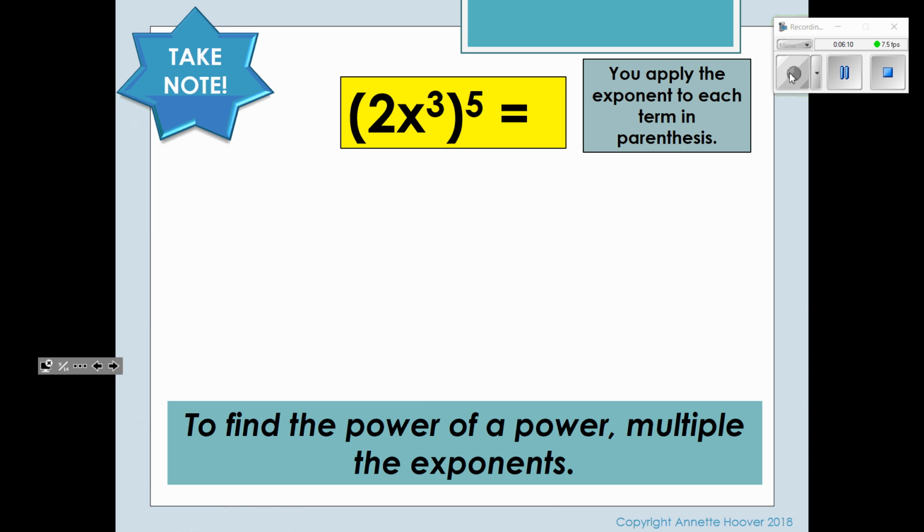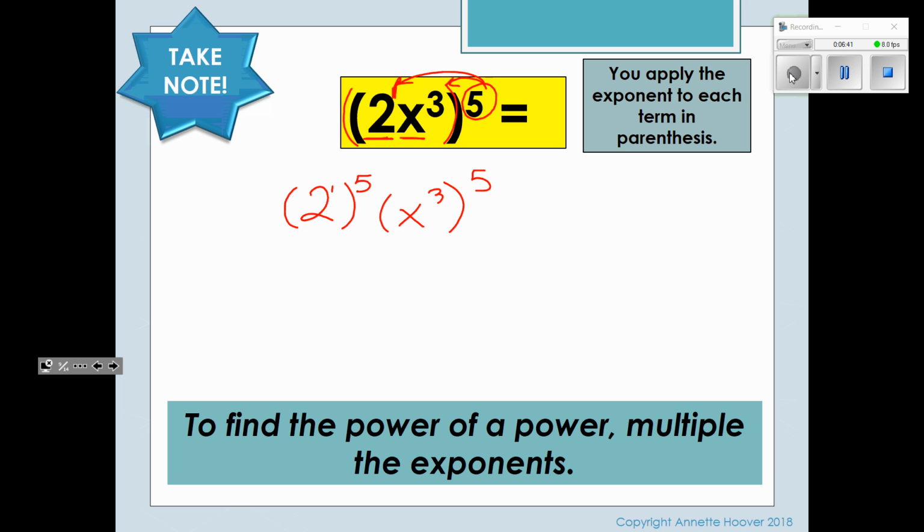If you have more than one base in the parentheses, notice in this set of parentheses we have two bases. We have a base of 2 with the exponent of an invisible 1. We have x raised to the 3rd power. The exponent on the outside has to be applied to both of them. So first you think 2 to the 1st power raised to the 5th power. Then you're going to think x cubed raised to the 5th power. You have to do it to both of them.